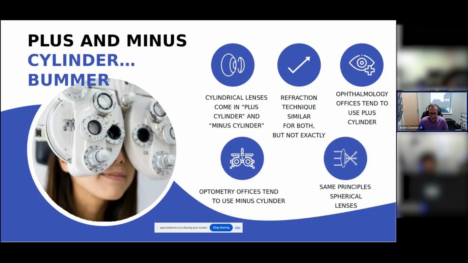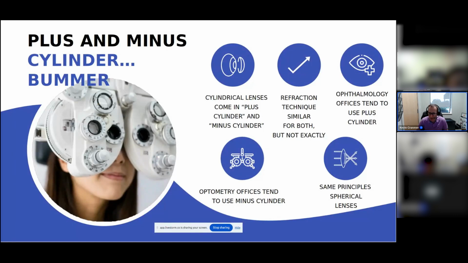Okay, so unfortunately, there are two types of cylindrical lenses. They come in plus cylinder and minus cylinder, and you should know both. So that adds to the confusion with refracting. It doesn't matter too much which one you're using. There are some advantages to using one versus the other, and you can convert the numbers you get when you're refracting from one to the other. There's some basic math you can do to convert back and forth.